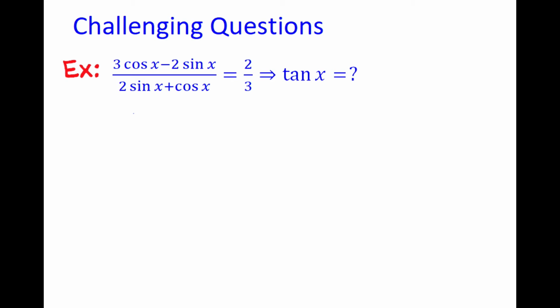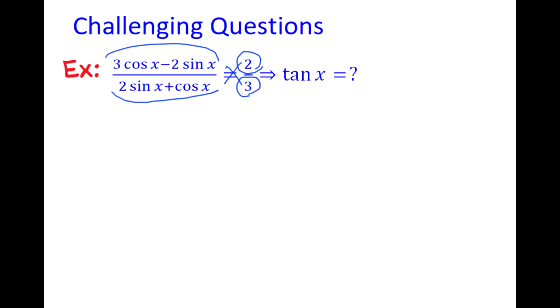Here we have 3 times cosine x minus 2 times sine x, divided by 2 times sine x plus cosine x, and this is 2 divided by 3. What is the value of tangent x? Here all we need to do is apply cross multiplication, and then we're going to have 3 times this part, equal to 2 times the denominator part. Let's apply it and see what we're going to have.